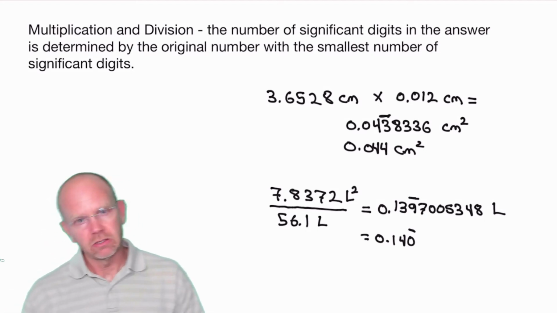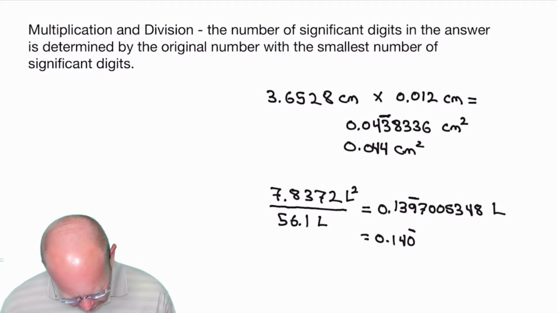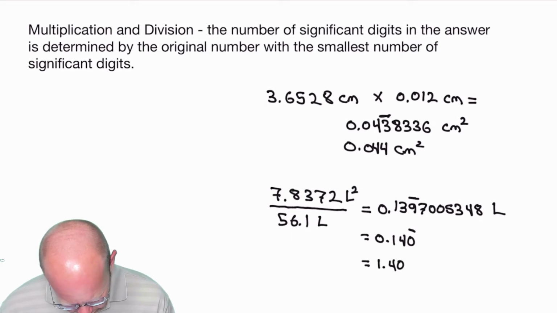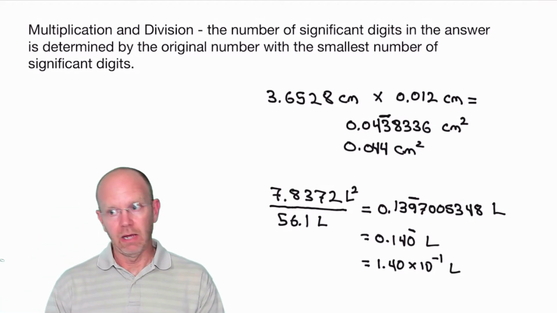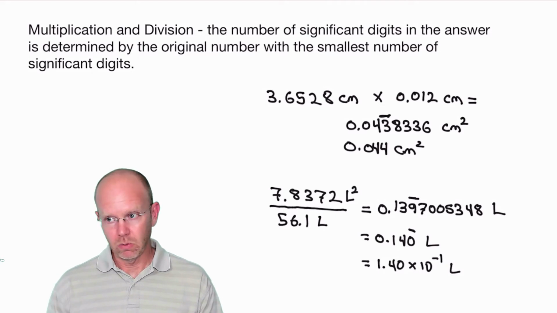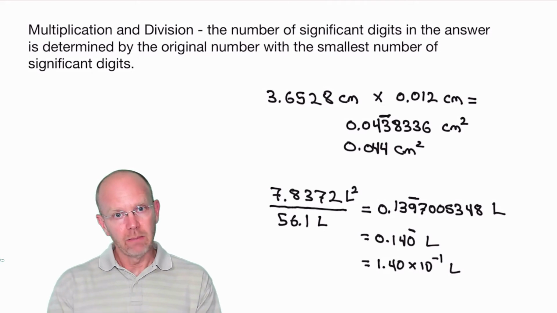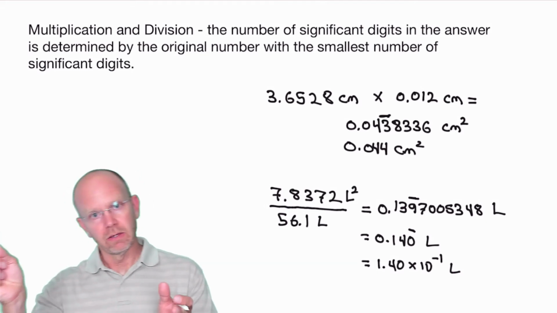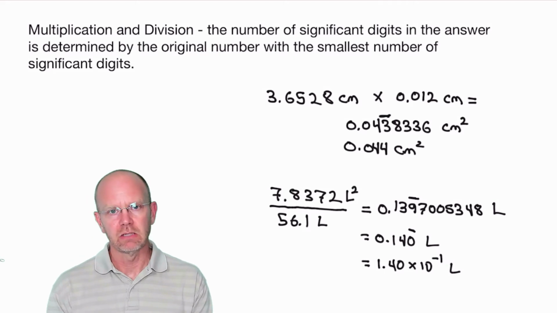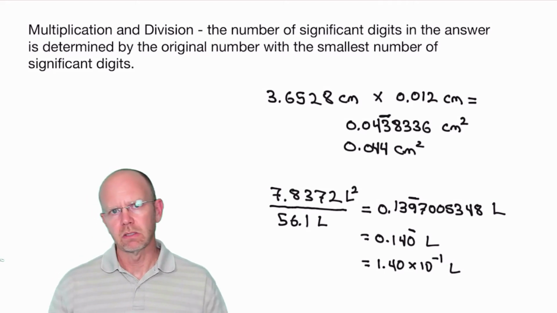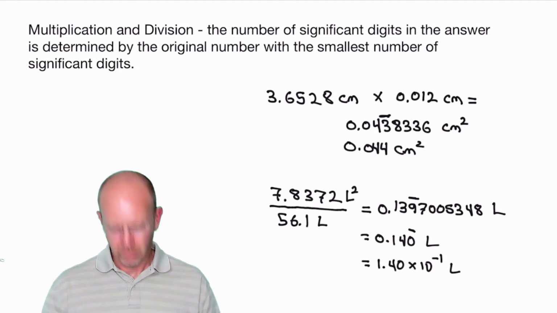Another way we could do that is to use the scientific notation trick. We could write this number similarly as 1.40 times 10 to the minus 1 liters. And that would also indicate that we have 3 significant digits in the answer. That number, 1.40, is a number greater than 1, which means any zeros to the right of the final digit will be significant. And so that 0 is indicated as being significant. So oftentimes it's convenient to convert the number into scientific notation to make sure you're totally clear about the significant digits in the final answer. All right, let's move on to logarithms.